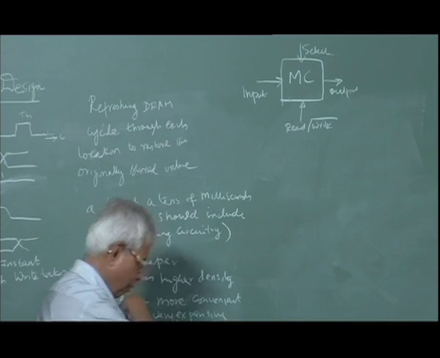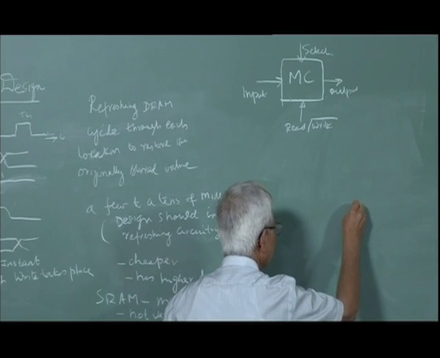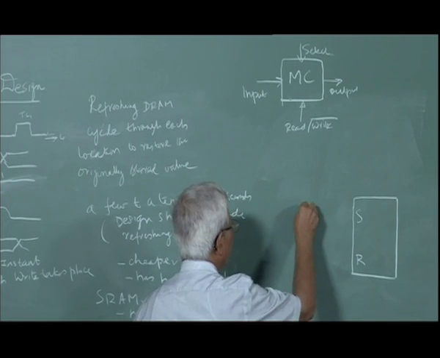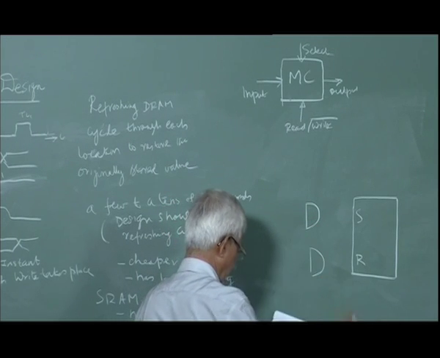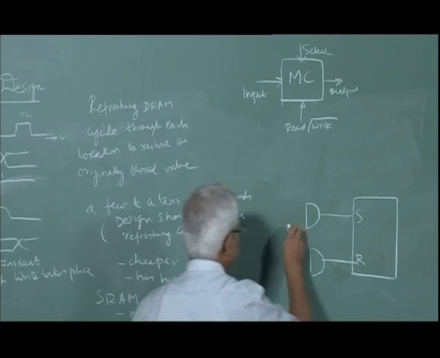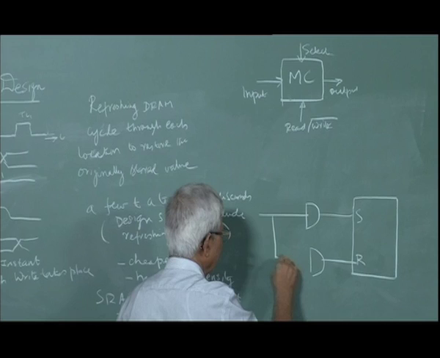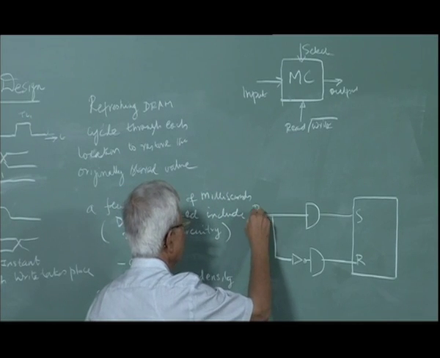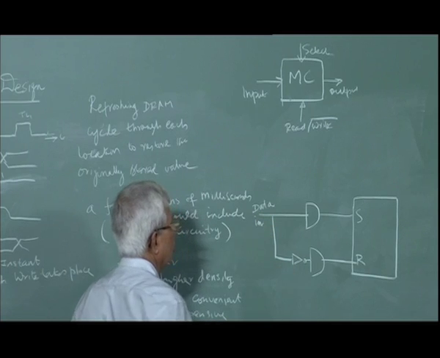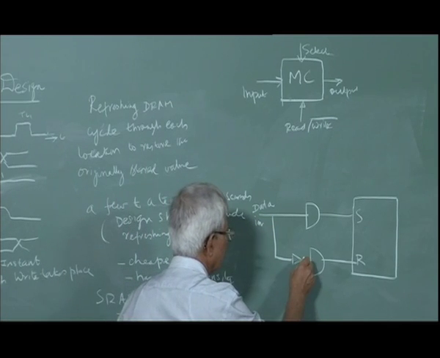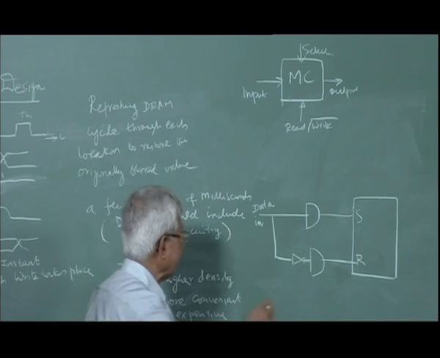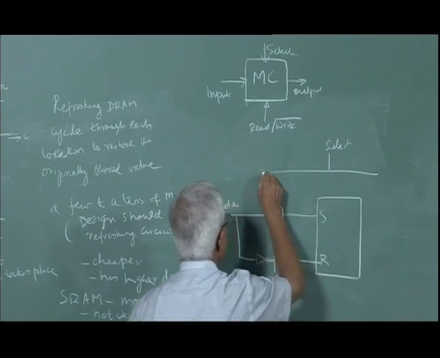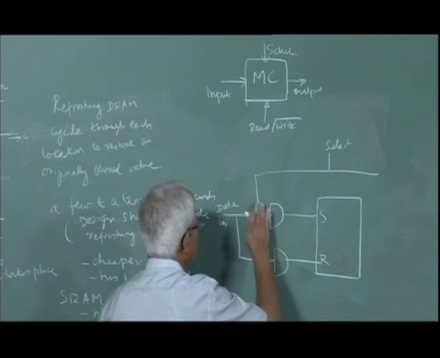How does it look inside? We have an SR latch with two AND gates. You know, when an SR latch with S and R inputs being complementary becomes a D flip-flop. We have seen this earlier. So this is the data in. Then we have to select this, only then can we write this. So we have to have a select signal. It goes into this and this.